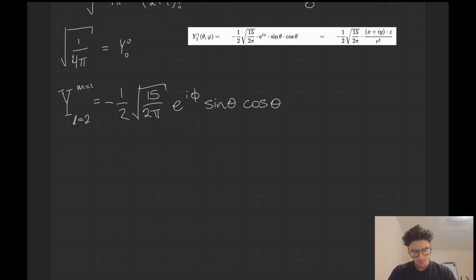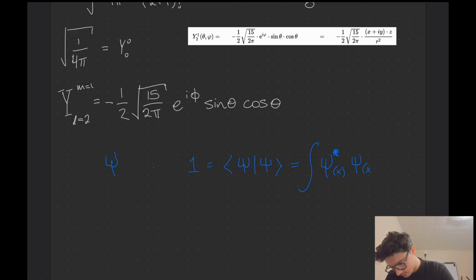Alright, now what do we do? Well, we have two functions. These are the wave functions, the spherical harmonics. And remember, if we have a function, psi, let me write this. If we have a function psi, normalization means this. Or if we're in one dimension, these are functions of x. That's what it means.